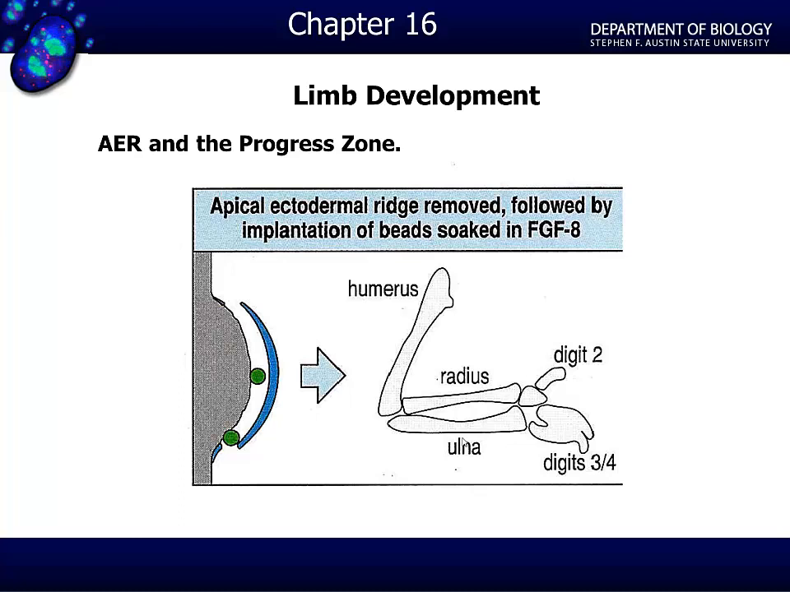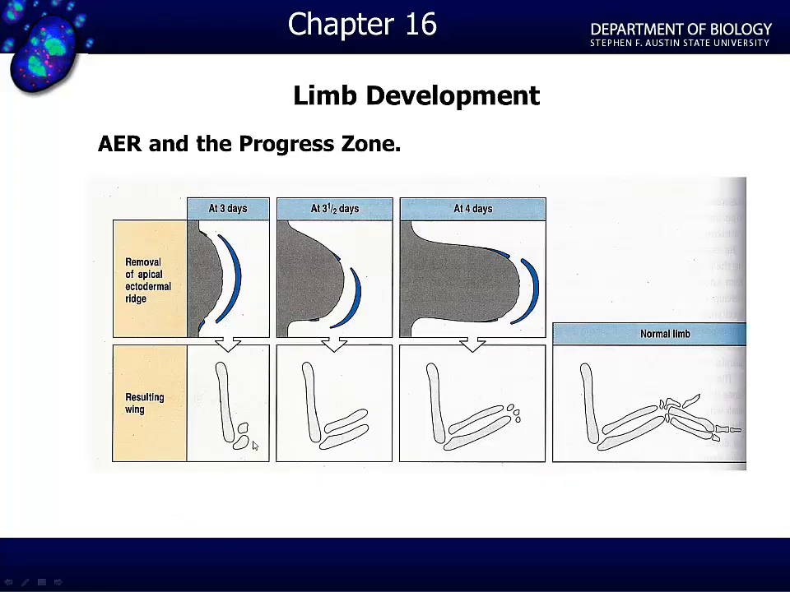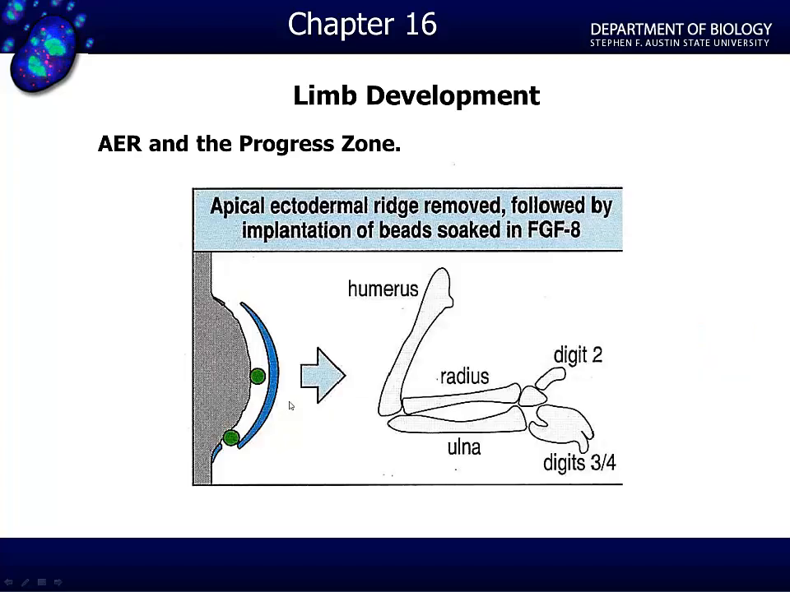Here's another experiment. We remove the apical ectodermal ridge, but we implant latex-coated beads that are soaked in FGF that will slowly, almost like a time-release capsule, release the materials. And at this point, when we remove the apical ectodermal ridge, we would predict that we would get a truncated limb, much like we see here. However, with the addition of the beads, we practically get a normal limb.